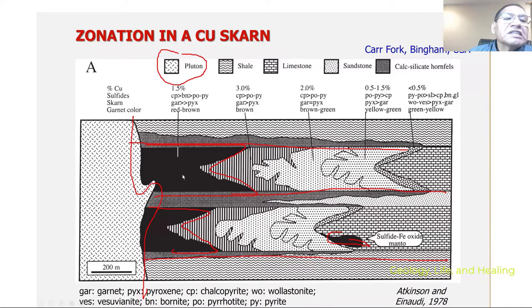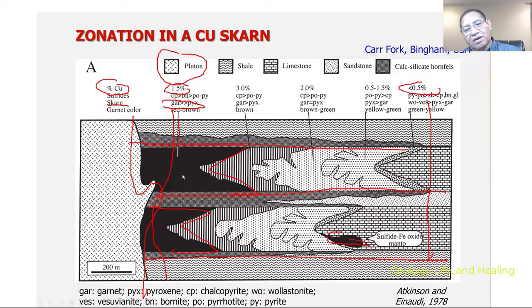And something we see is copper percent. We have 1.5%, and farther, we have less than 0.5%. So closer to the intrusive, more ore. Farther from the intrusive, less ore. The relationship: garnet, in this case, more garnet than pyroxene, and in this area, more pyroxene than garnet. So we have oscillation, and that's how we see it.